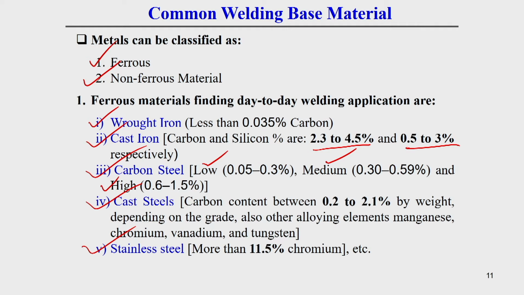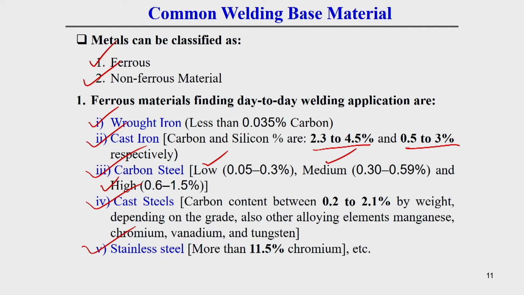Then in the case of cast steel, there is a difference between carbon steel and cast steel. In cast steel, the carbon content varies between 0.2 to 2.1% by weight, but there are also other alloying elements like manganese, chromium, vanadium and tungsten. These are the different types of alloying elements in cast steel, but in carbon steel generally these are not there.